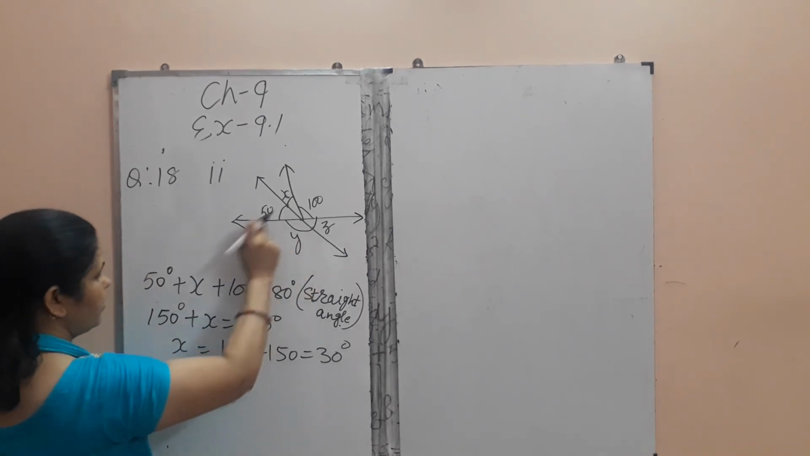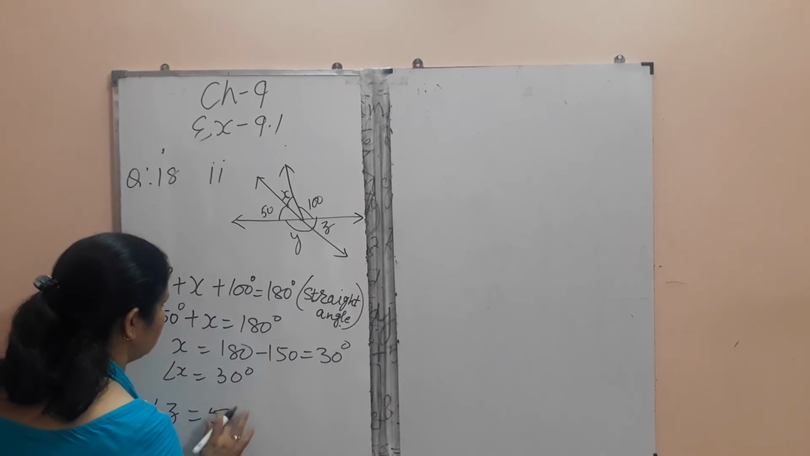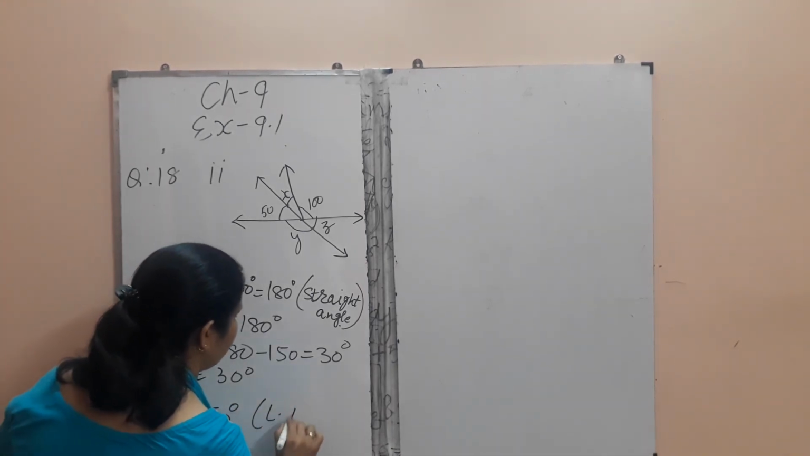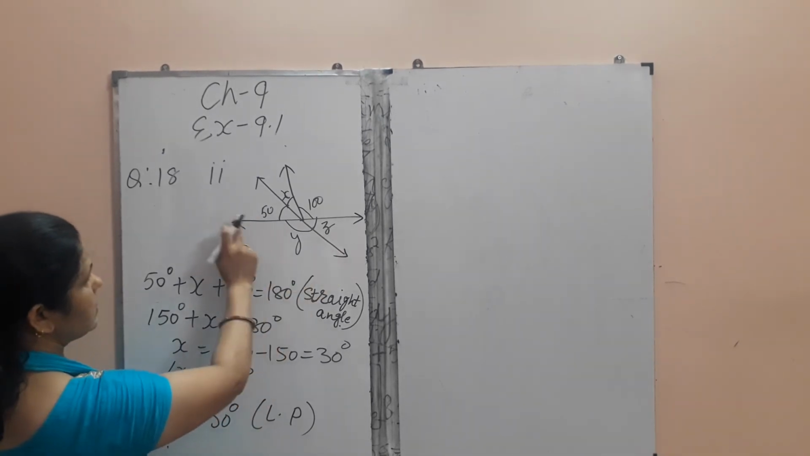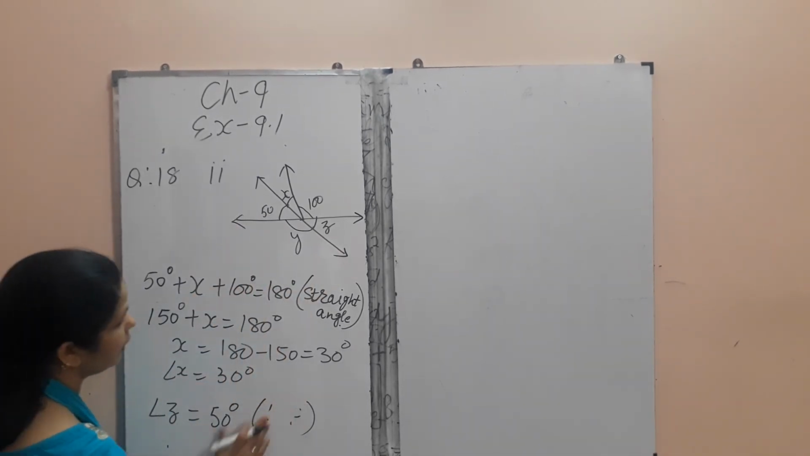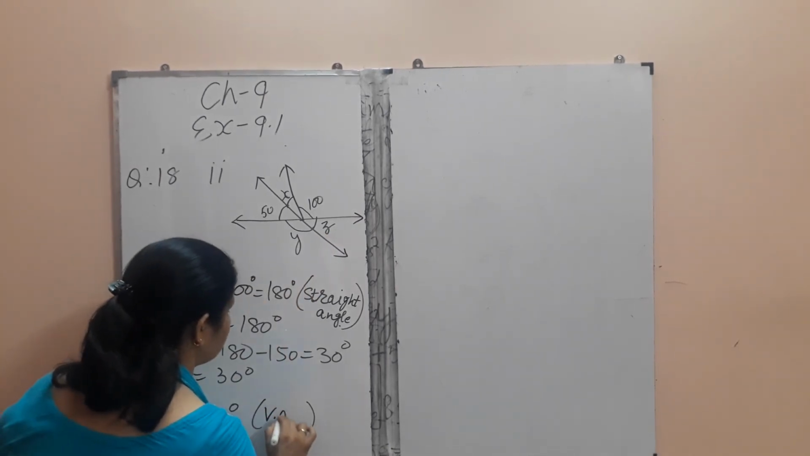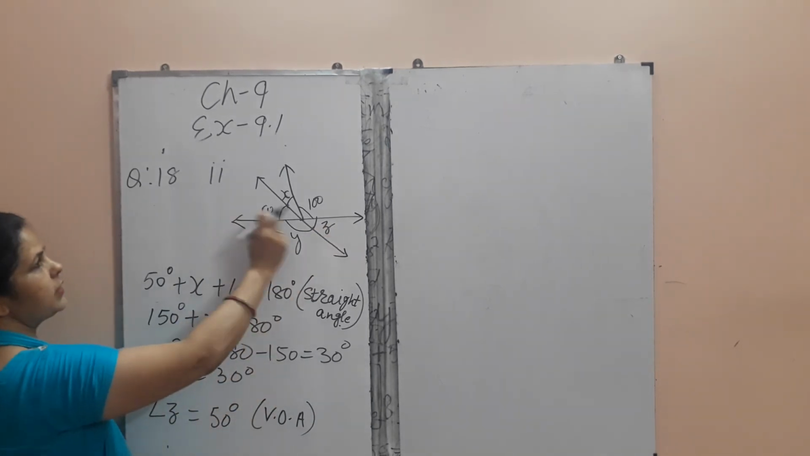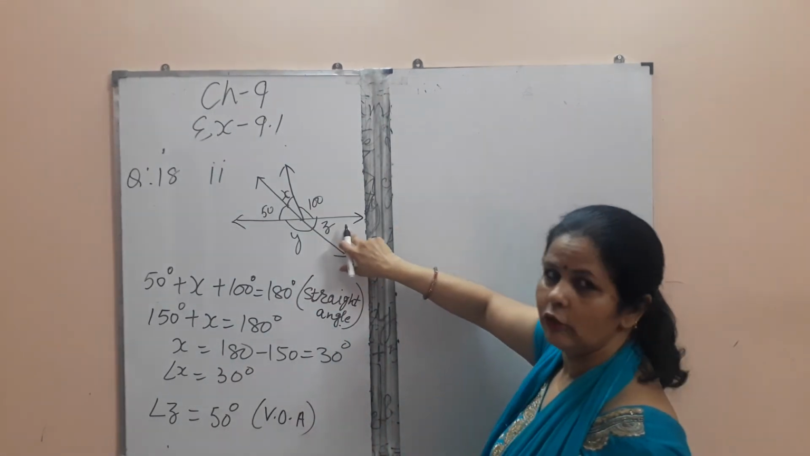Now angle z is equals to 50 degree. Sorry, vertically opposite. Linear pair is y and z only. 50 and z are vertically opposite angles. Now z value we got.